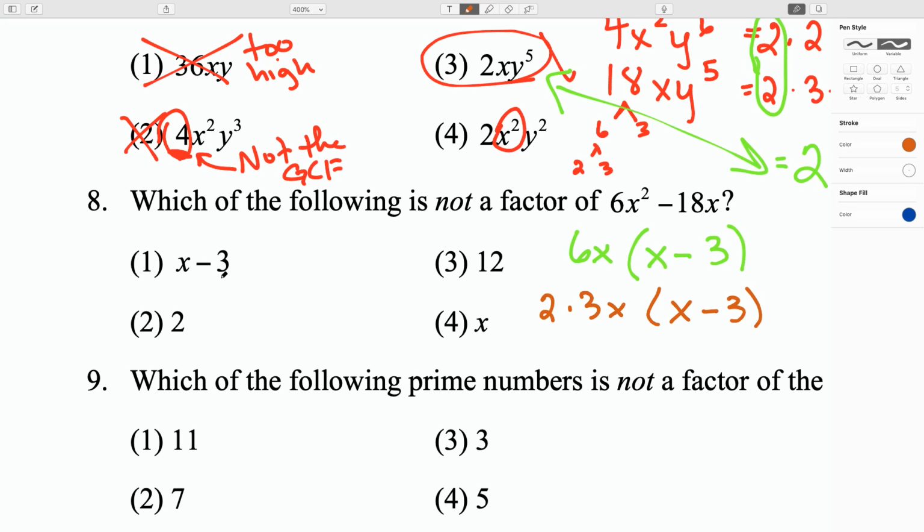Well, x minus 3 is definitely a factor. 2 is definitely a factor. It's right there. I don't know about that 12, but x is definitely a factor. I don't see a 12 anywhere, people. 12 is definitely not a factor. There's no way I could multiply any of these factors to get a 12.